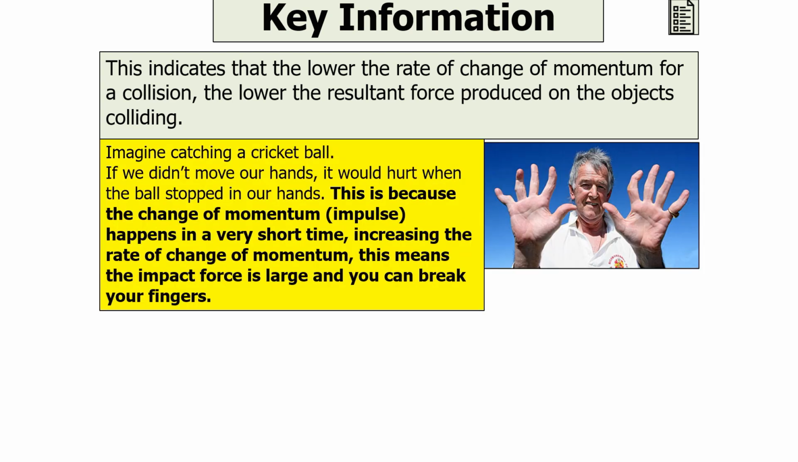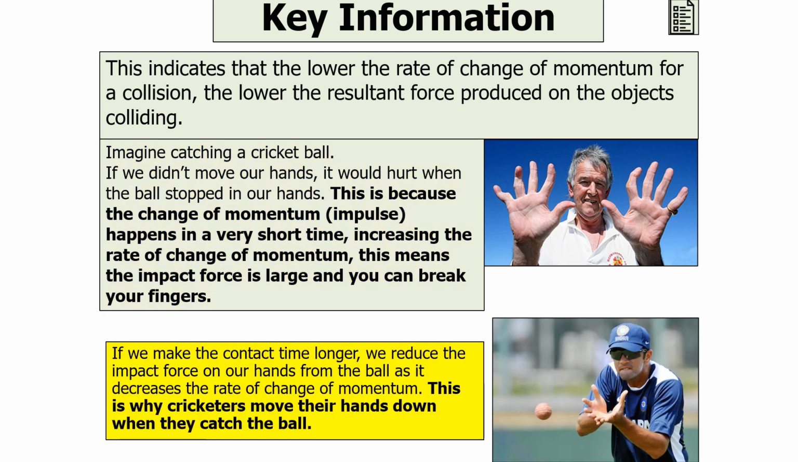If we imagine catching a cricket ball, if we didn't move our hands, it would hurt when the ball stopped in our hands because the change of momentum, the impulse, happens in a very short time, increasing the rate of change of momentum. This means the impact force is large, so you can break your fingers. So if we make the contact time longer, we reduce the impact force in our hands from the ball as it decreases the rate of change of momentum. And this is why cricketers move their hands down when they catch the ball.